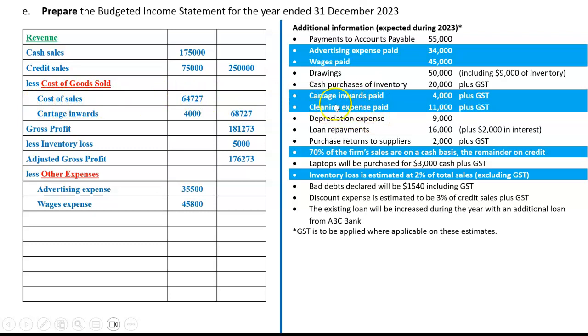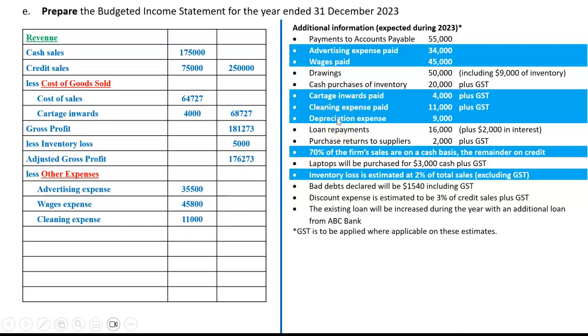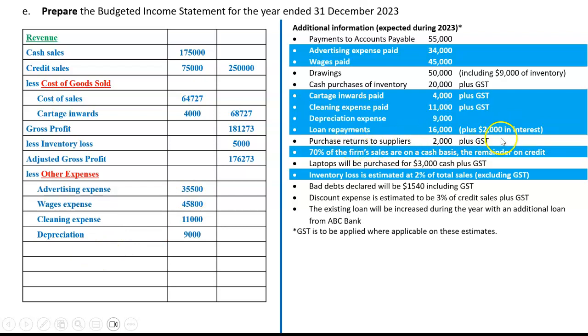But we do have this one. So cleaning expense, that will be an other expense. We've also got depreciation. Now, when we did our cash flow statement, we ignored this because depreciation is an expense, but it's not cash. But because we're doing the income statement, we put it in here for other expenses. A loan repayment on its own is not an expense. It is paying back a liability. However, it says here, there's also $2,000 of interest, and that is an expense. So that will go here as $2,000 as another expense.